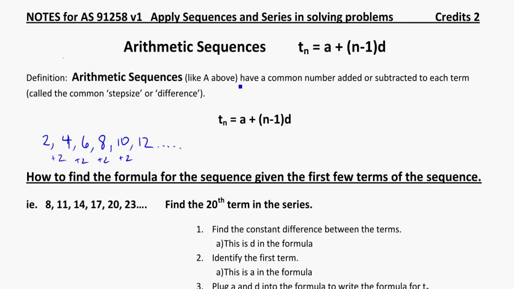So this is an arithmetic sequence by definition because it has a common number added or subtracted to each term, and we can call this the common step size or the difference. In the formula, that is referred to as d. So those are the d's, and that would be the constant difference, which is what is added or subtracted.